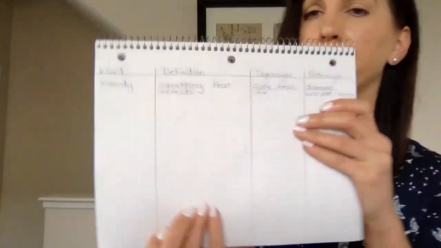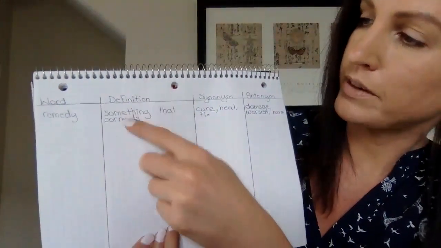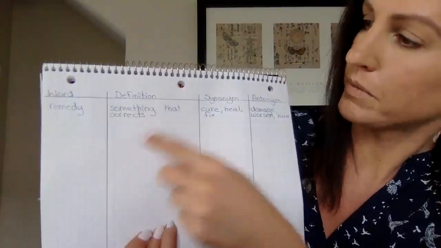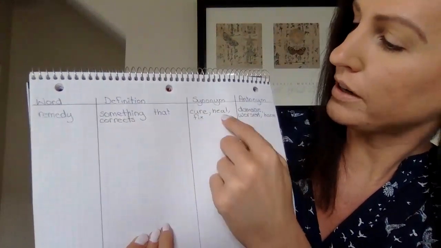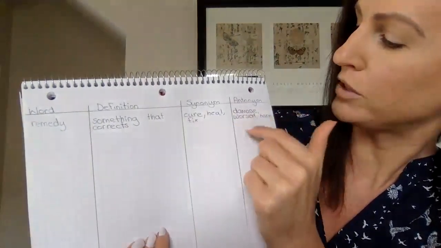Okay, now on my chart, we have my word, remedy, definition, something that corrects, and then the synonym, cure, heal, fix, antonym, damage, worsen, or harm. Okay, so let's keep reading the story. So I'm going to continue from remedy. At last, she hits upon a clever plan. So she began dropping pebbles, so little rocks. She began dropping pebbles into the pitcher, and with each pebble, the water rose a little higher.